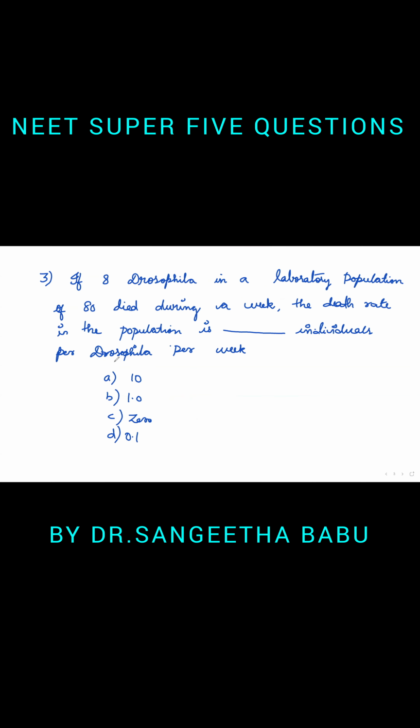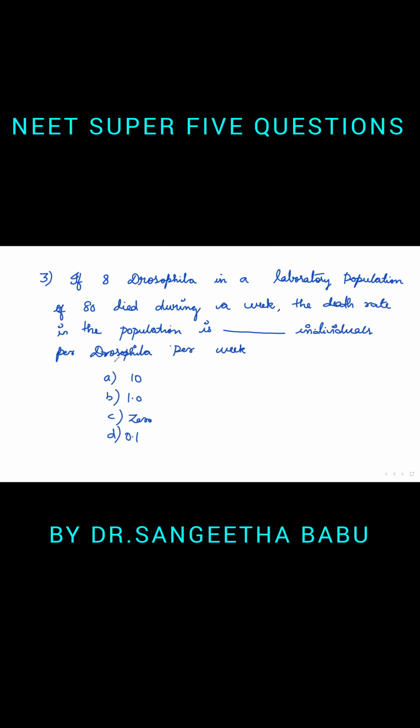If 8 Drosophila in a laboratory population of 80 died during a week, that means out of 80 Drosophila, 8 died during a week. What will be the death rate in the population, that is, the dash individuals per Drosophila per week that will die? So here is how we can calculate the death rate in this Drosophila population.